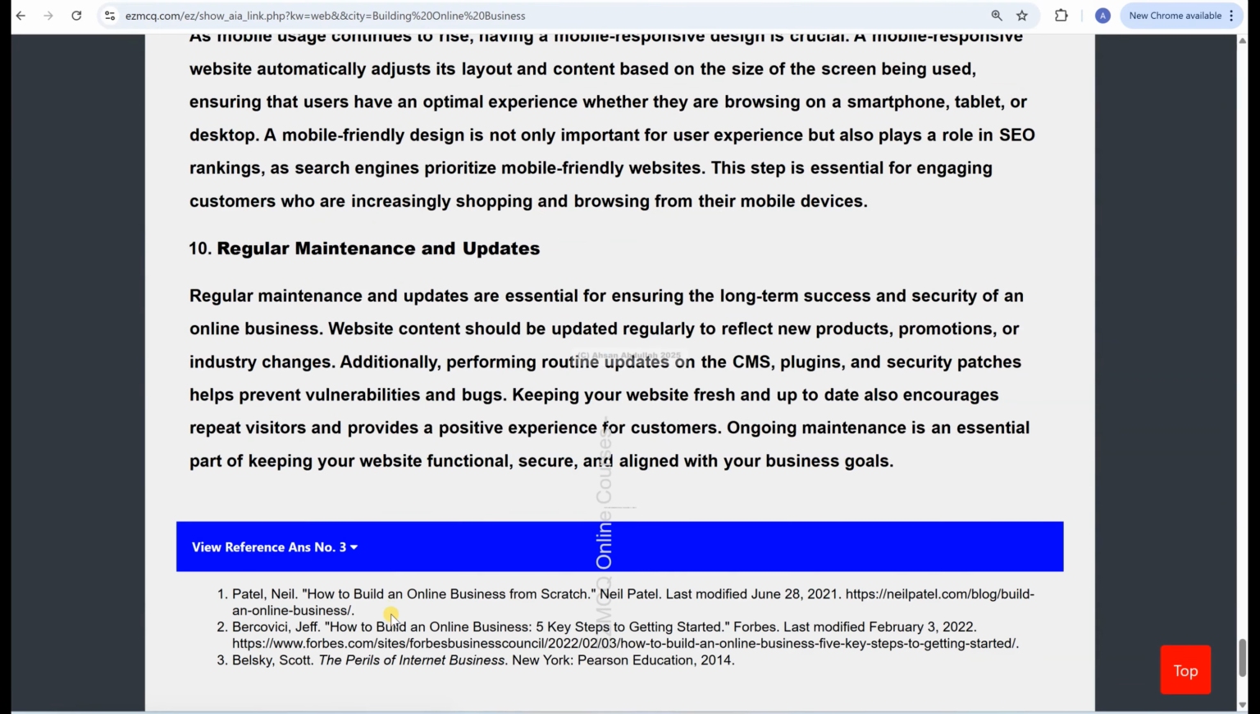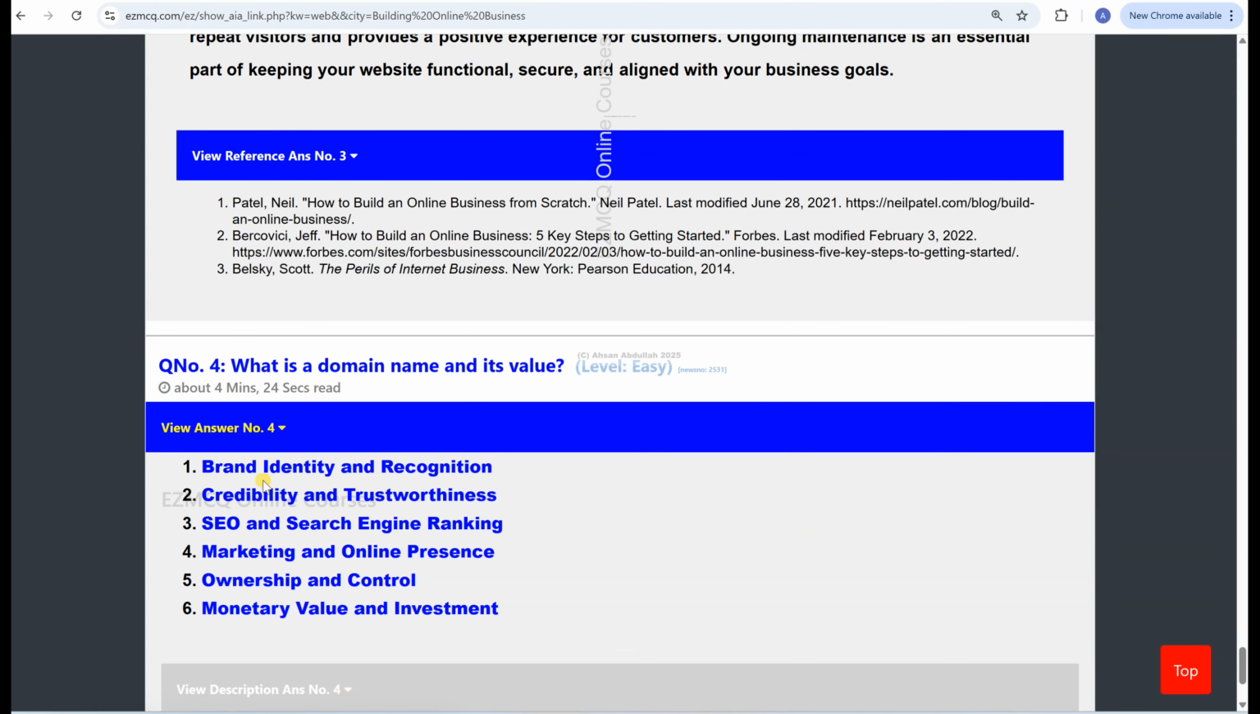So what is a domain name and its value? A domain gives your brand identity and recognition. That's it. And once you have a domain name, you will also have the ability to send.